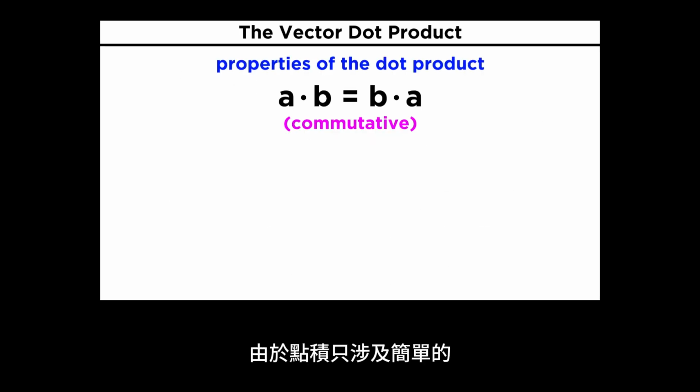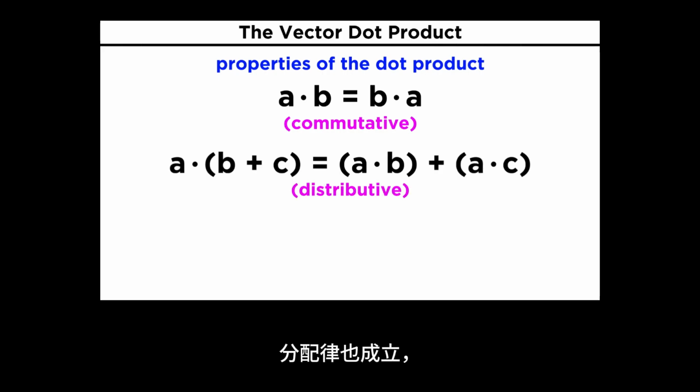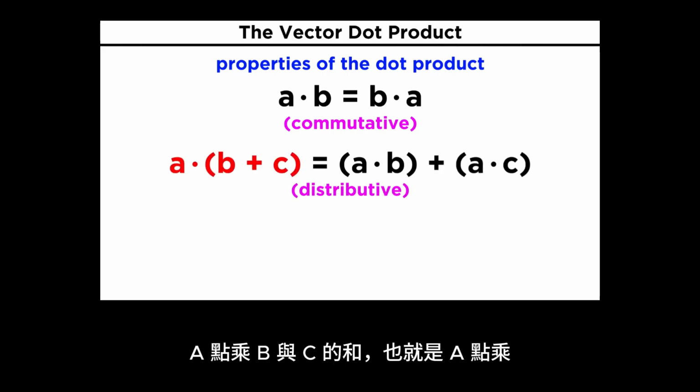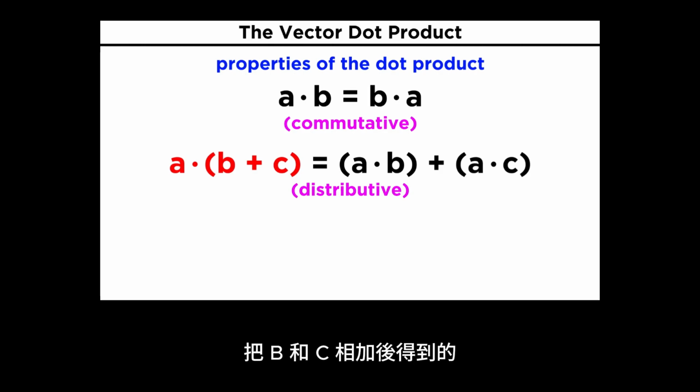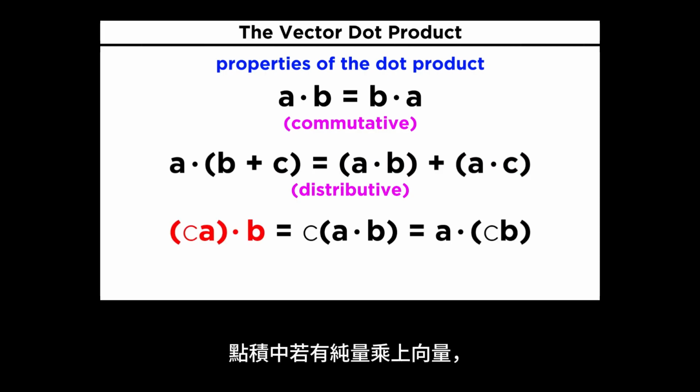Because the dot product involves simple multiplication, it has very intuitive properties. A dot b equals b dot a, because it doesn't matter what order in which numbers are multiplied. The distributive property also holds, and a dot the sum of b and c, or a dot the vector that results from adding b and c, is the same as a dot b plus a dot c. A scalar times a vector involved in a dot product is the same as the scalar multiplied by the dot product, or the other combination of scalar and vector involved in the same dot product.